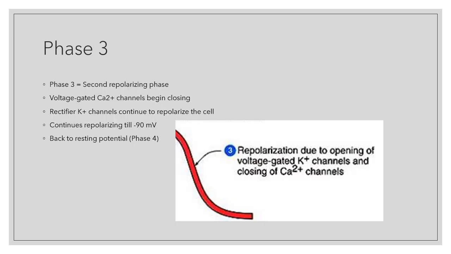Once the voltage-gated calcium channels close, this allows the removal of potassium from the cell to repolarize the cell. This is phase 3, the second repolarizing phase. As the cell is repolarizing, voltage-gated potassium channels will close, but the delayed rectifier potassium channels will allow for the transition of potassium back into the cell to achieve the negative 90 millivolts resting potential.